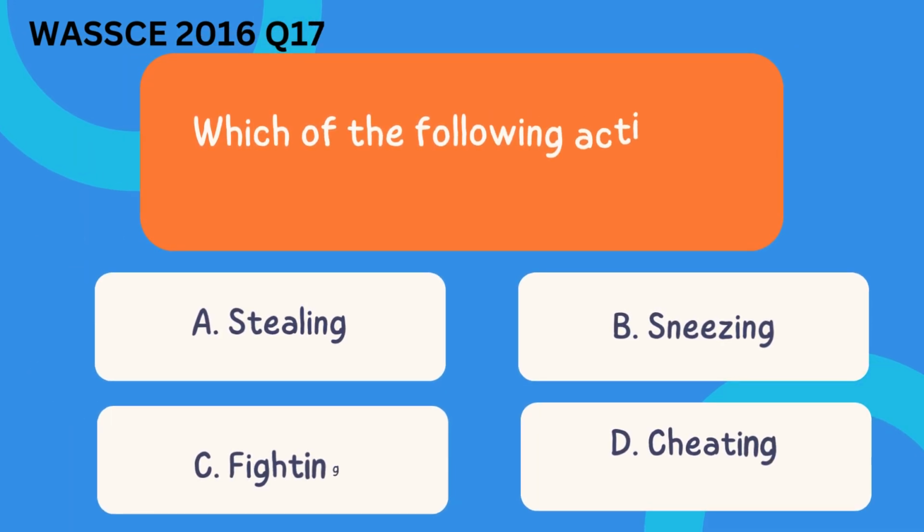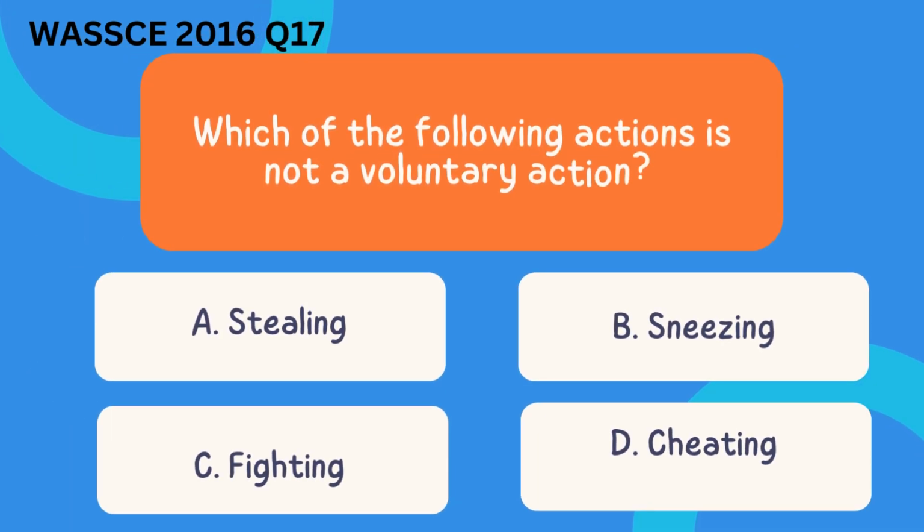The next question is from WAEC 2016, question 17, and it says, which of the following action is not a voluntary action? A. Stealing. B. Sneezing. C. Fighting. And D. Cheating. Which of these is not a voluntary action?